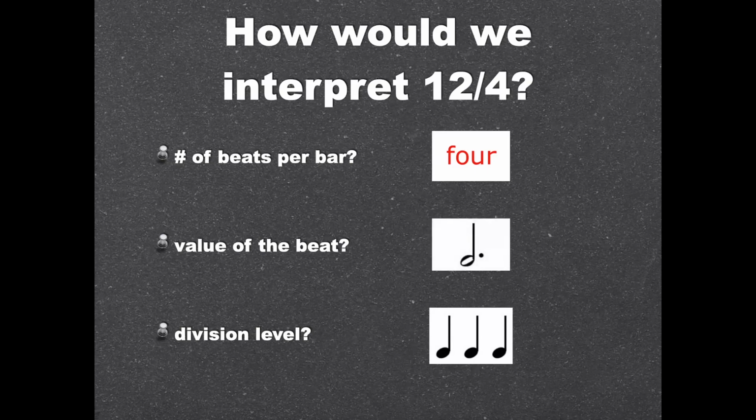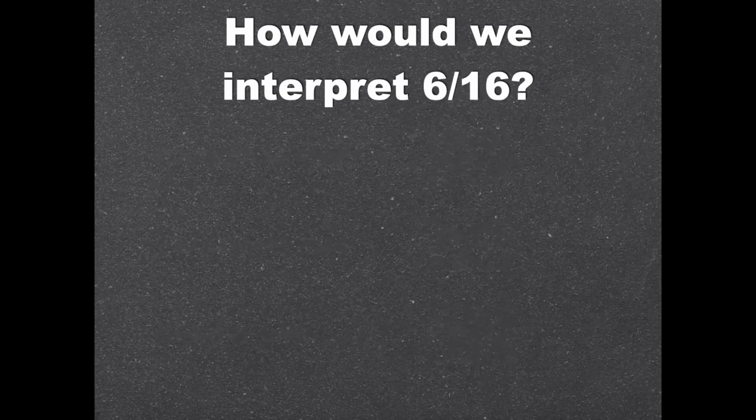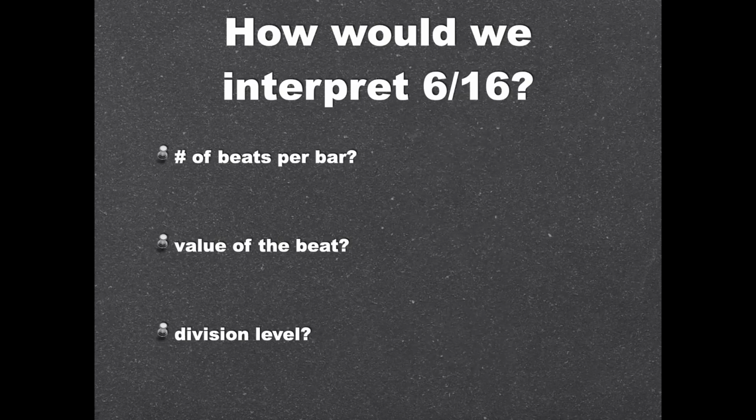We will do one more example. 6/16. How do we interpret it? Those are our 3 questions. Number of beats per bar. Take the top number 6, divide by 3, and you get 2. This is a duple meter. We will use the duple conducting pattern anytime the top number is 6.